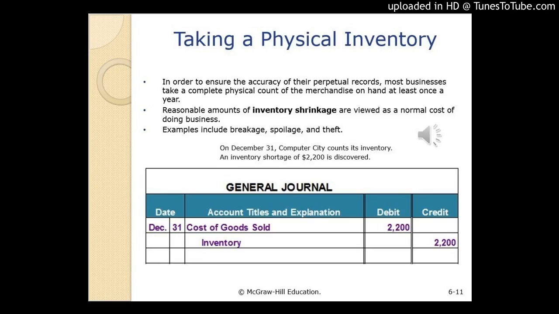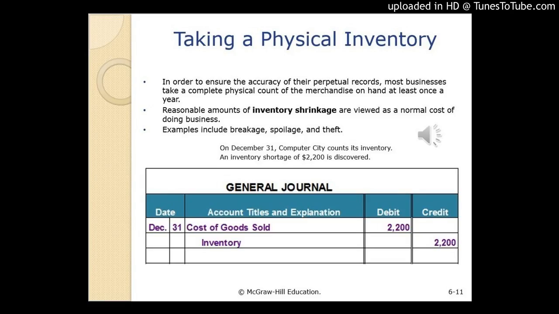Now, in this instance, Computer City has discovered they're $2,200 short worth of inventory. That is, they've got $2,200 less value in their inventory than they thought that they did. So we need to decrease the amount of inventory we have, right? Whatever inventory we thought we had, we're now finding out we had $2,200 left. How do we decrease an asset account? We credit it. So we're going to credit the $2,200.